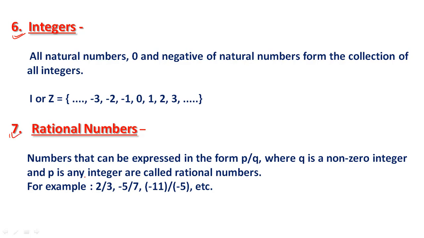So now we talk about rational numbers. Numbers that can be expressed in the form p upon q, where q is a non-zero integer and p is an integer, are called rational numbers. For example, 2 upon 3, minus 5 upon 7, minus 11 upon minus 5, etc. They all are rational numbers.